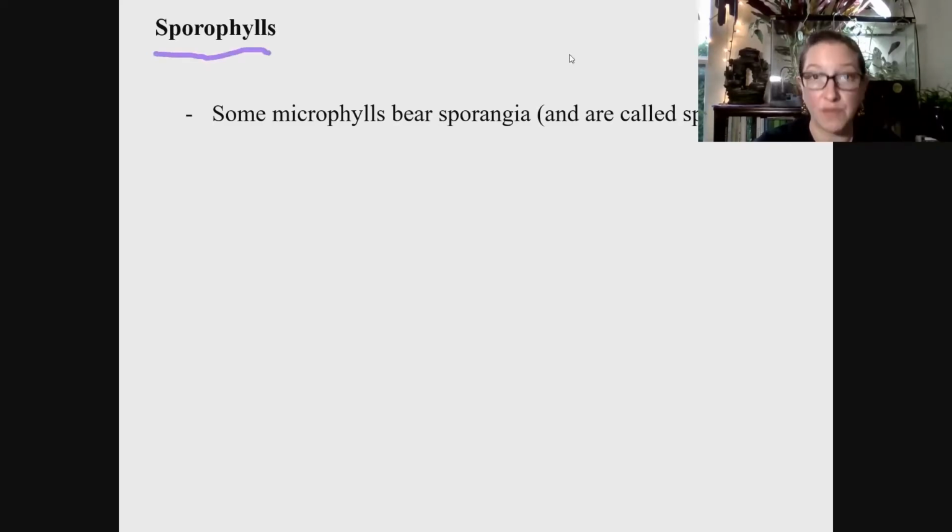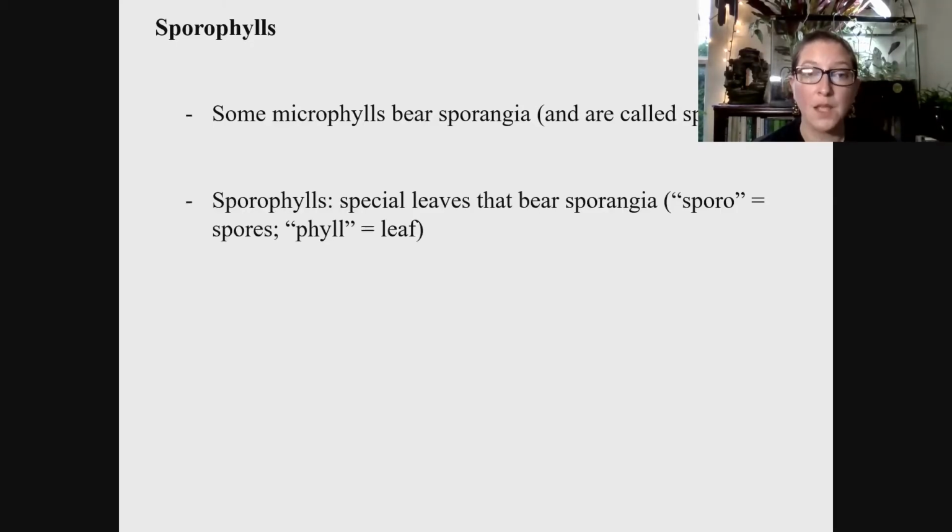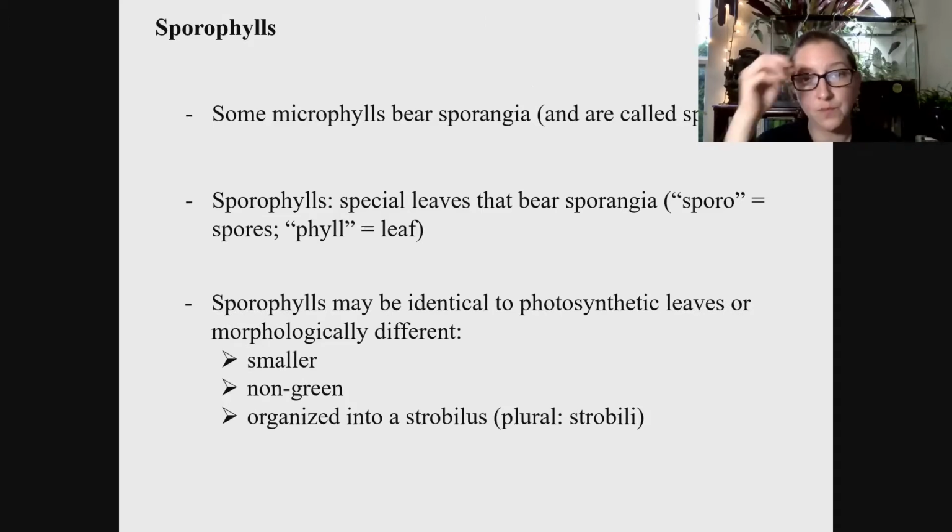In that case, fill still refers to leaf, and sporo, as you should be familiar now with the term sporophyte, refers to spores. So a sporophyll means a leaf that bears or makes spores. Sporophylls: special leaves that bear sporangia. Sporo equals spores and fill is leaf.